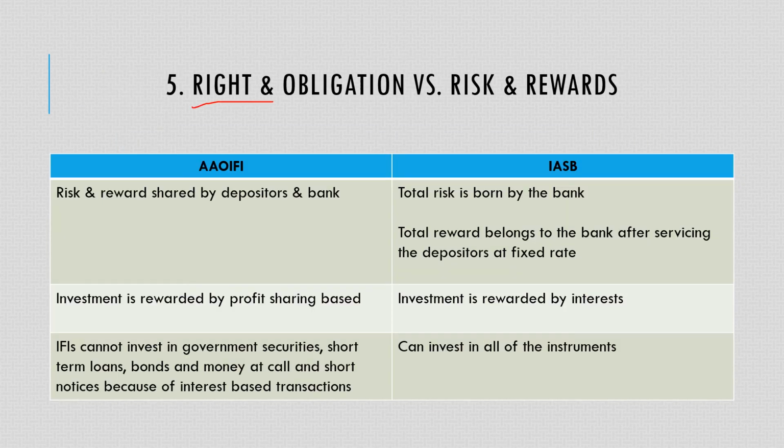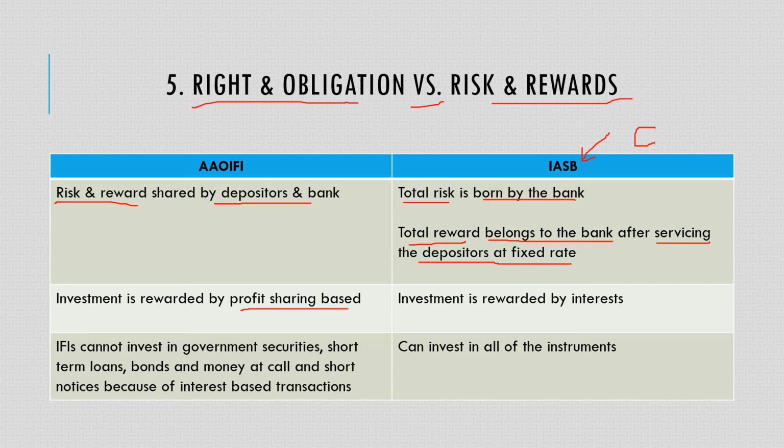Okay, the next is right and obligation versus risk and reward. Untuk AAOIFI, risk and reward will be shared by depositors and bank. Tapi untuk konvensional ataupun IASB, kita akan total risk akan borne by the bank, total reward belong to the bank after servicing the depositors at a fixed rate. So, reward dia akan dapat lepas after dia punya service. And the investment reward by profit sharing base kalau untuk AAOIFI. But untuk investment reward by the interest sebab conventional ada interest.